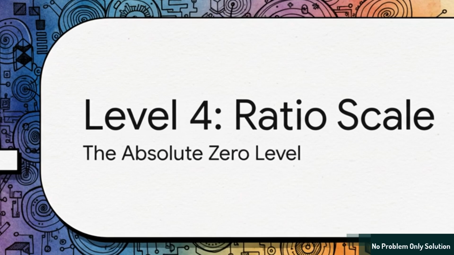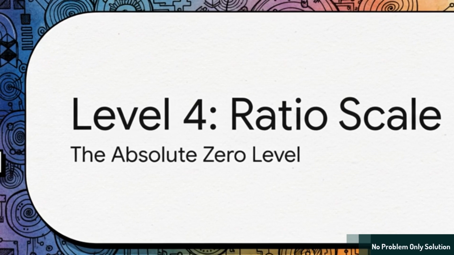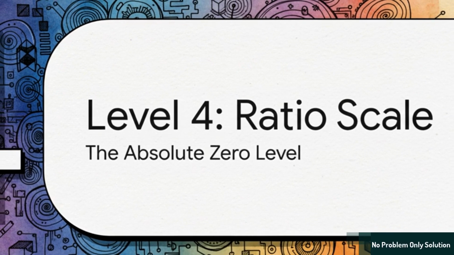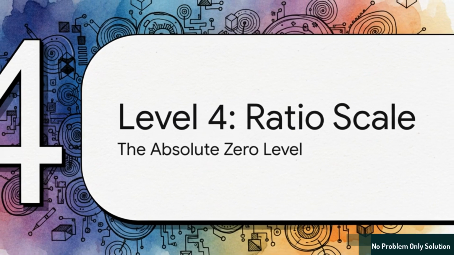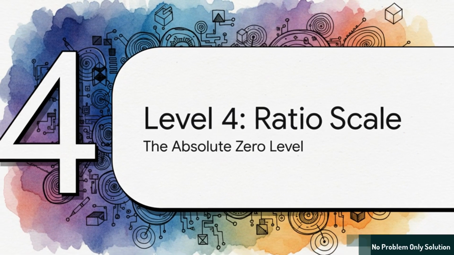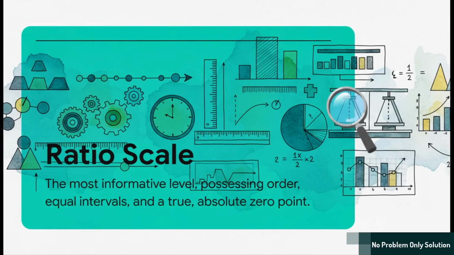All right, it's time to climb to the very top of our data ladder. This is where we unlock the absolute full power of data analysis. This is the gold standard. The ratio scale. This one has it all. It's got order, it has equal intervals, and it has a true absolute 0.